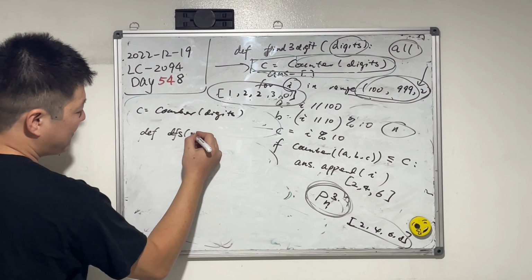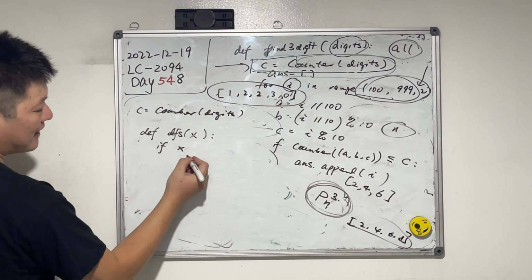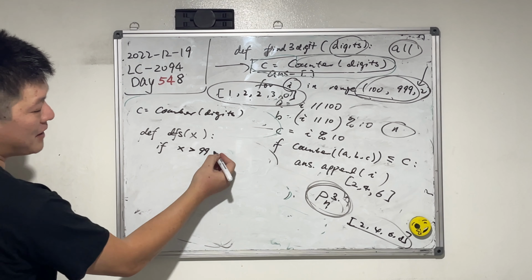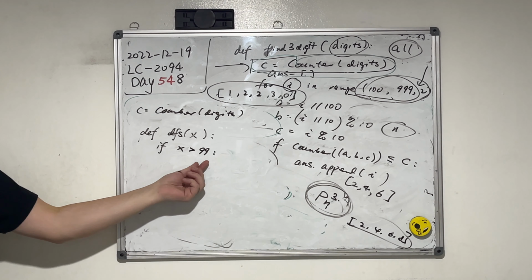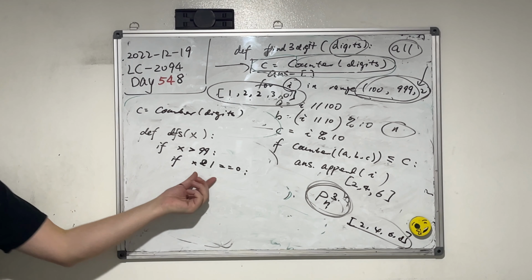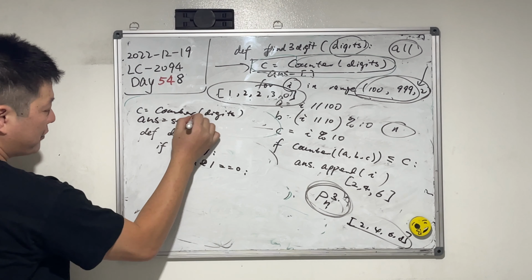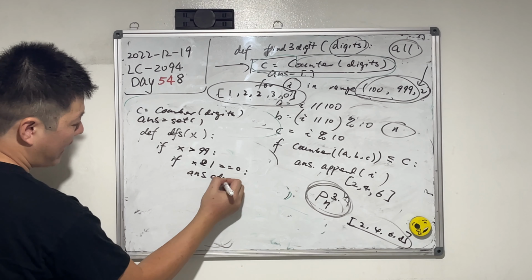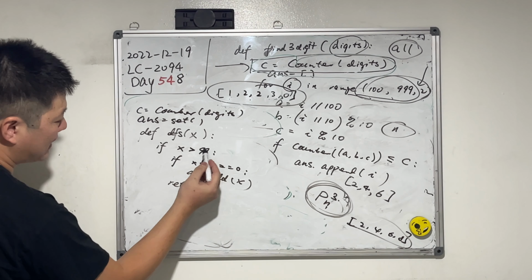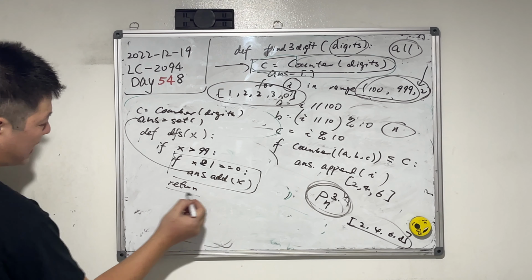Let's say the current number is x. If x is bigger than 99, or bigger than or equal to 100, it means that it's a 3-digit number. If x and 1 equals 0, if it's an even number, answer equals set, then we just put it in a set: answer.add(x), and then return. If we already have 3 digits and it's an even number, we add it to the answer. If not, we return.